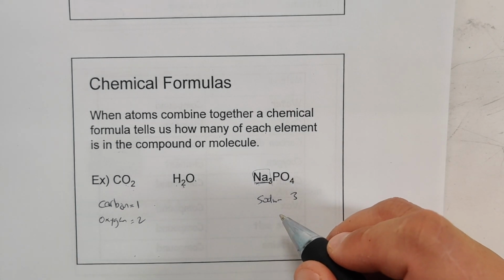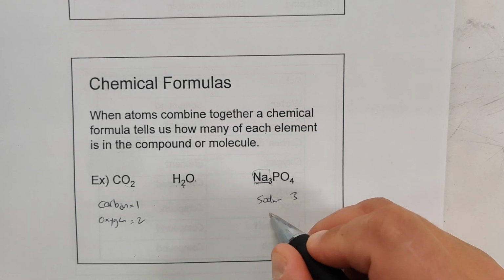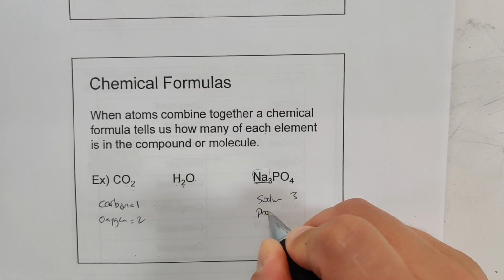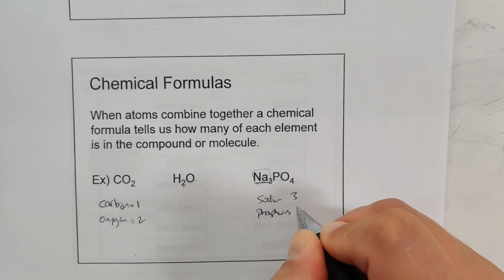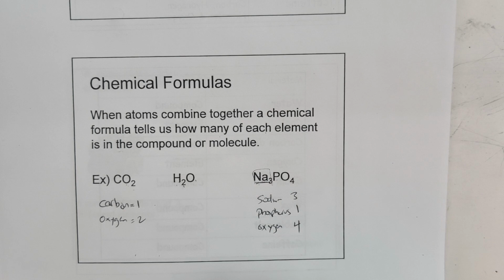So let me get my table here. And how many phosphorus? 1. And how many oxygen? 4. Okay.